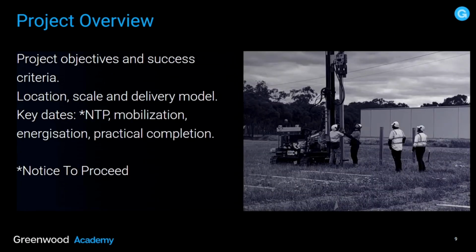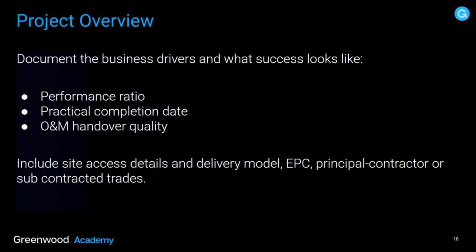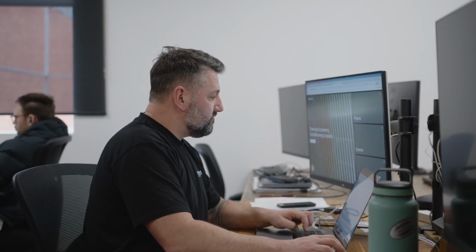Project overview. You're looking at project objectives and success criteria, location, scale and delivery model, key dates, notice to proceed, mobilisation, energisation and practical completion. The construction management plan is a fairly complex document. You have to document the business drivers and what success looks like: performance ratio, practical completion rate, O&M handover quality. It includes site access details and delivery model: EPC, principal contractor or subcontracted trades.